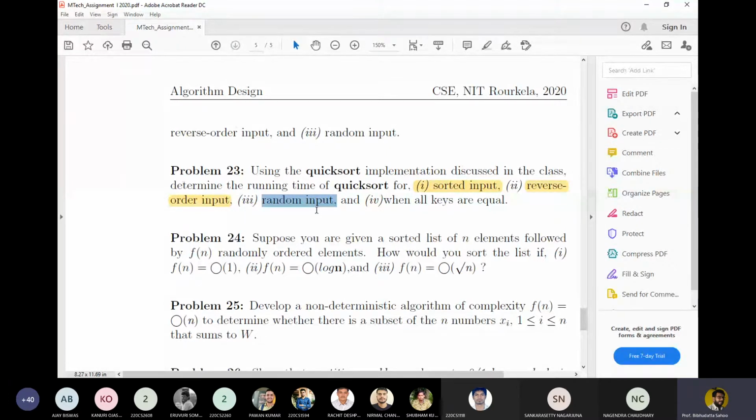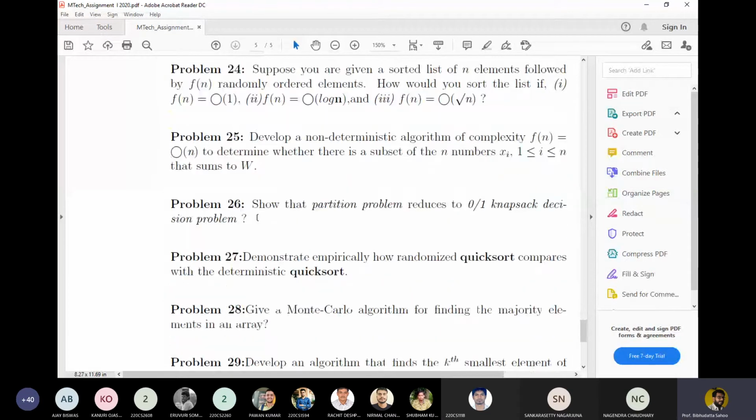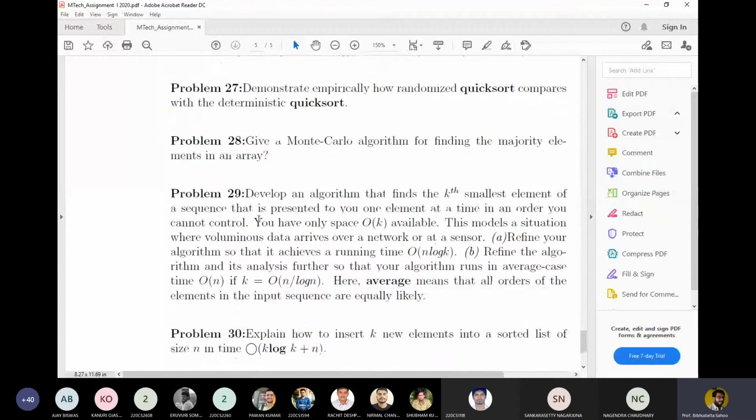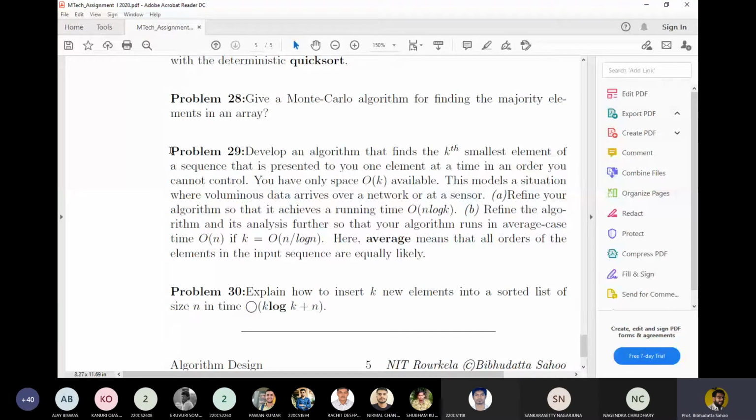Then one may demand that you should write the corresponding recurrence relation. Okay, so these are the questions.